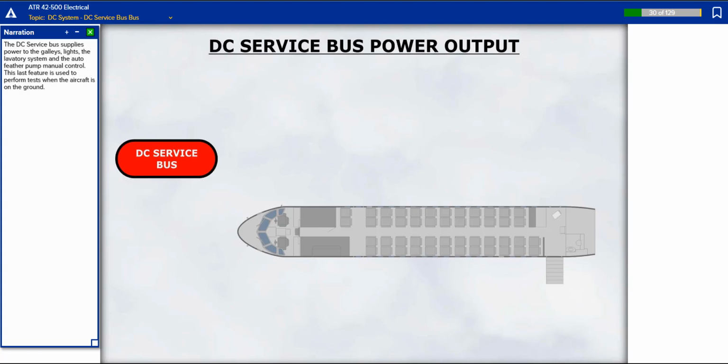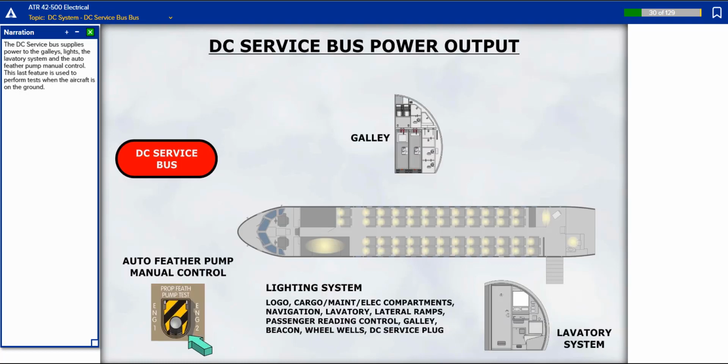The DC service bus supplies power to the galleys, lights, the lavatory system, and the auto feather pump manual control. This last feature is used to perform tests when the aircraft is on the ground.